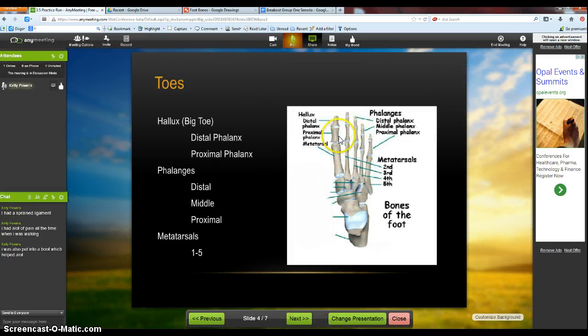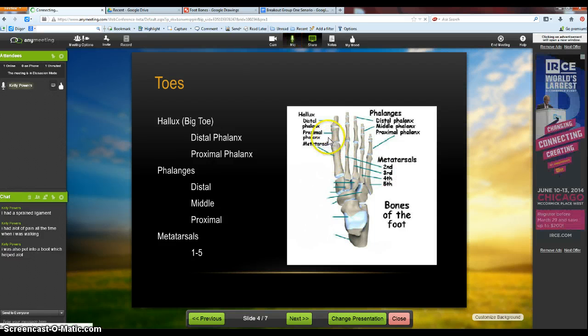We'll start with the toes. All the toes are created with a metatarsal, this long bone right here. You have five different ones for your five toes. Each toe has a metatarsal. All the toes also have phalanges. These are the distal ends that make up all the joints and what you would consider the actual toe part of your foot, the part that bends.